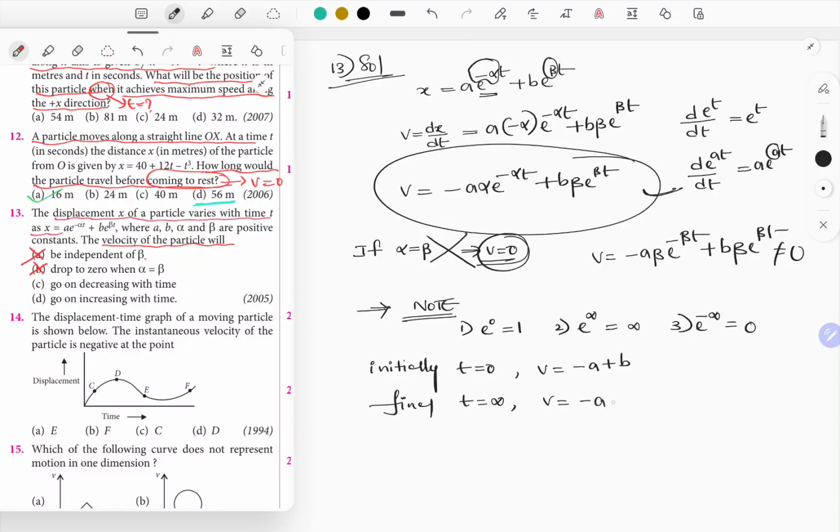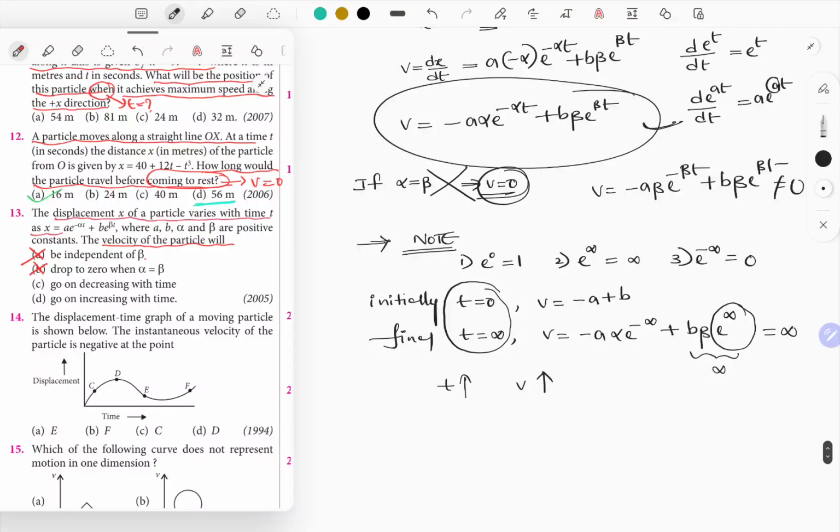Then v is equal to minus a alpha e power minus infinity, because the minus is already there, plus b beta e power beta infinity. Infinity into beta is going to be infinity only. What is the e power infinity value? Infinity. This complete term is going to be infinity. What is infinity plus some value? It is going to be infinity only. So as time is increasing from t is equal to 0 to infinity, what is happening to the velocity value? Is it increasing or decreasing? Increasing. This is where the third and fourth options can be cross-checked.